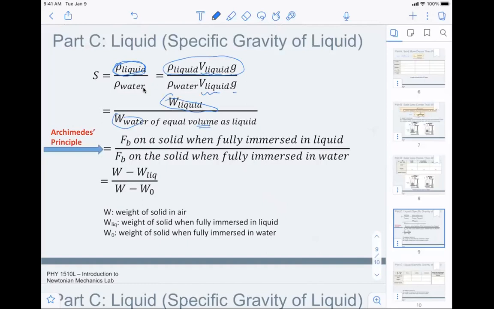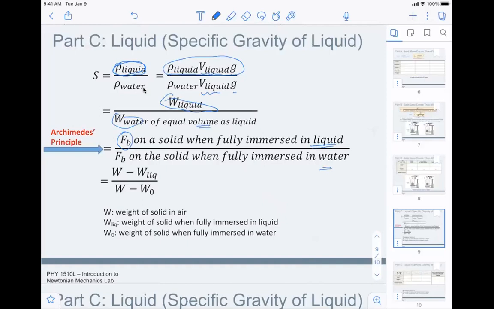Well, if you immerse the same object into water and the same object into the liquid, you can make sure that what is being displaced is the same amount of volume, right? You displaced this much water, and the same object you put in alcohol, for example, you need to displace the same amount of alcohol. So instead, this equation has translated into a ratio of the buoyant force provided by either the liquid or the water.